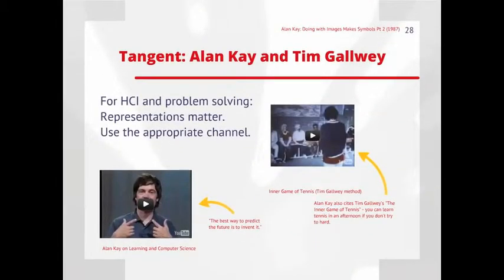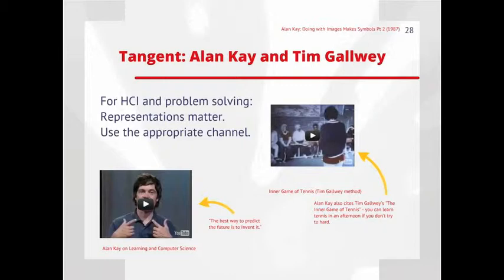Okay, now we're going to take a look at a tangent that's going to tie this together for us. We're going to see that in HCI and problem solving, representations really do matter. And so the way we represent something into memory is very important. We need to make sure we choose the appropriate channel. Otherwise, it can be much more difficult to accomplish a task.